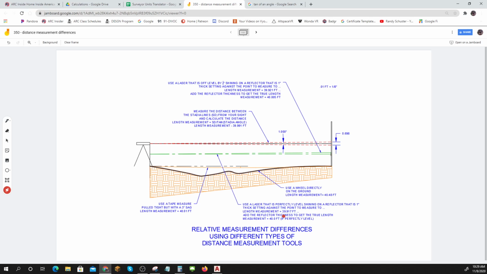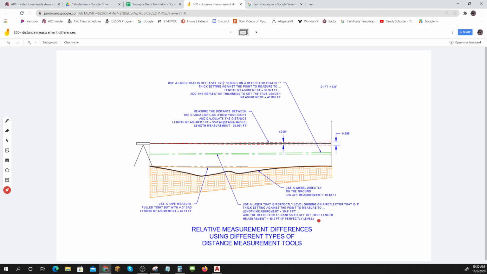So if it's a 1 inch reflector, I'm going to measure 39.917. And of course, if I know the thickness of my reflector, then I can just add that back in, and lasers are as close as you can get if, again, they're level. Now, some of the problems with that is if there's a tree in the way or a bush in the way or something like that, then you might have to take multiple measurements and do a little bit of layout with it.